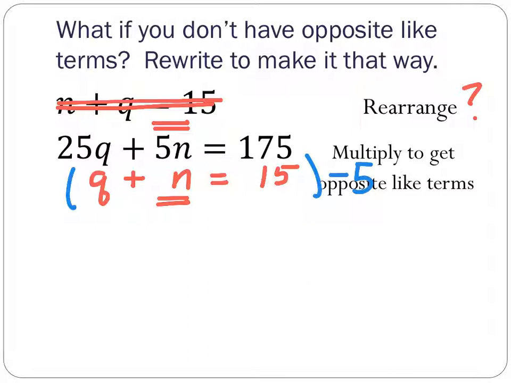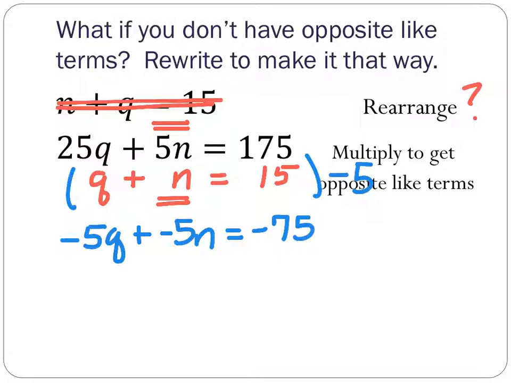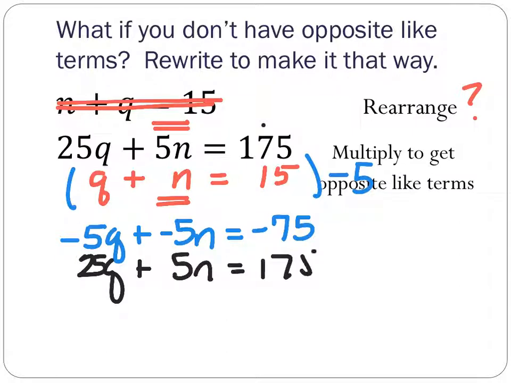That will give me a -5q, a -5n, and -75. Then I'm just going to take this equation and write it underneath it. I'm just going to take the 25q and the 5n and the 175, and I'm going to add them straight down.